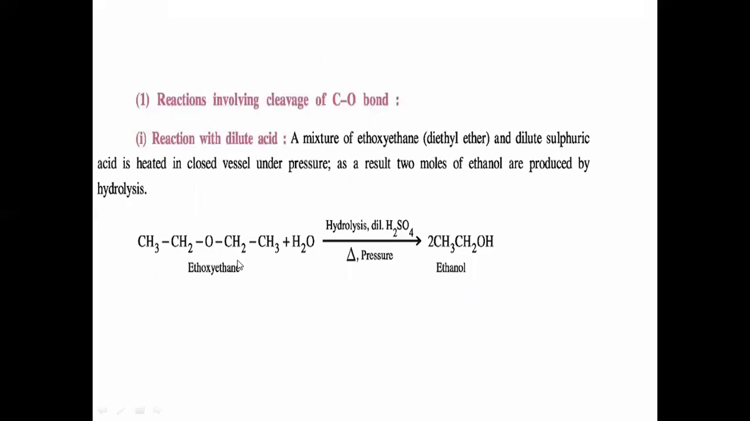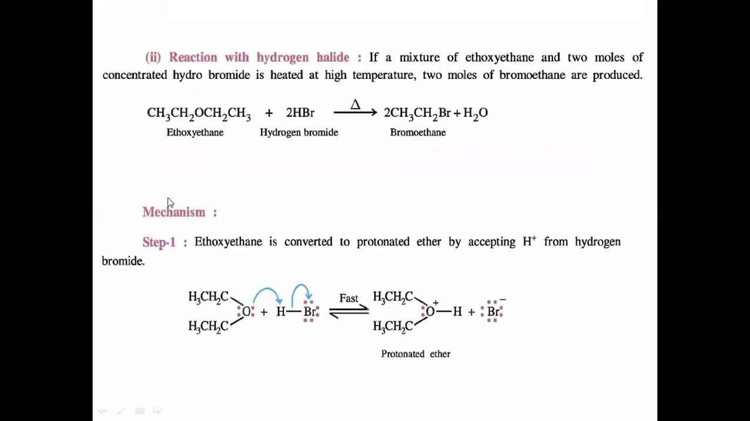So this is ethoxyethane, CH3CH2OCH2CH3. It reacts with water; the hydrolysis gives CH3CH2OH, which is ethanol. A mixture of ethoxyethane and dilute sulfuric acid is heated in a closed vessel under pressure. As a result, 2 moles of ethanol are produced by hydrolysis.